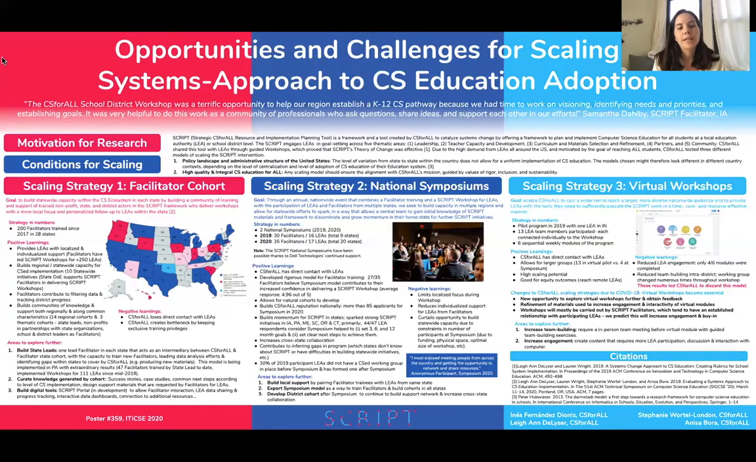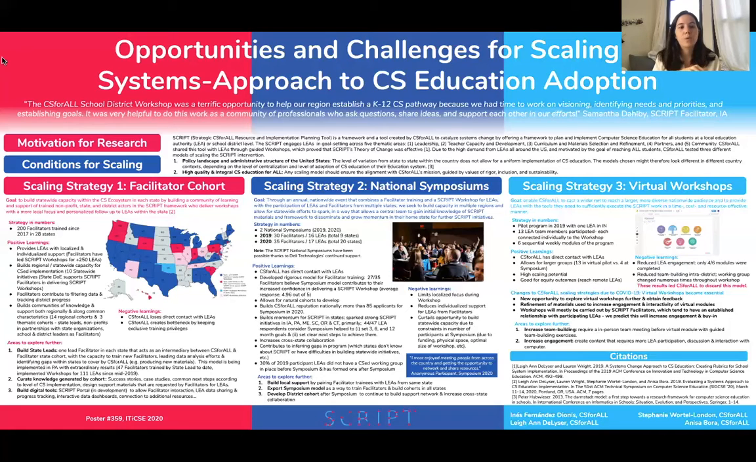The first one is building a facilitator cohort, which we've done in many ways, but this has been our most successful scaling method to date. What we've done is that instead of having CS for All run all around the country training districts directly, we train computer science advocates and computer science experts all around the country in the different states to build within the state a statewide cohort that can offer SCRIPT workshops to the districts and local education authorities within that region or state.